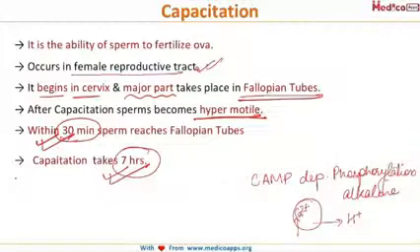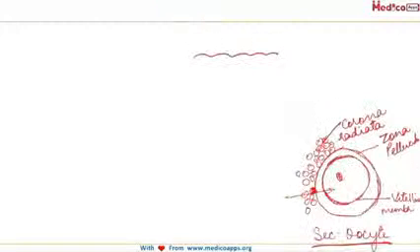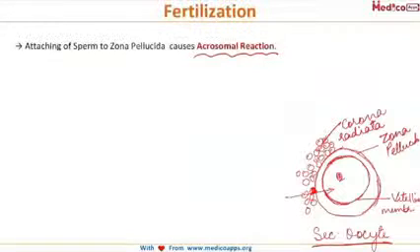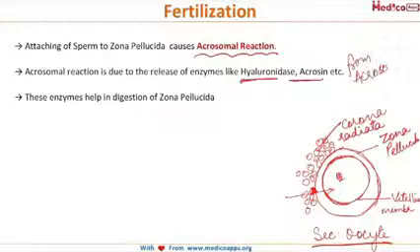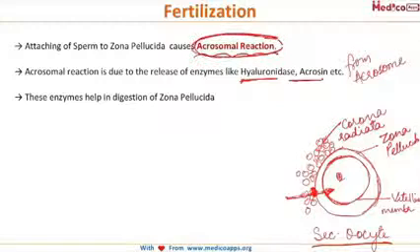Now, once the sperms have become capable of fertilizing the ova, they go and attach to the zona pellucida of the secondary oocyte. This causes the release of hydrolytic enzymes like hyaluronidase and acrosin from the acrosome of the sperm, and these enzymes cause lysis of the zona pellucida, allowing the entry of the sperm into the secondary oocyte. This entire process is called acrosomal reaction. Again, the ion responsible for this is the calcium ion. Remember, in sperms, if any question is asked about ions involved, the answer will always be the calcium ions.